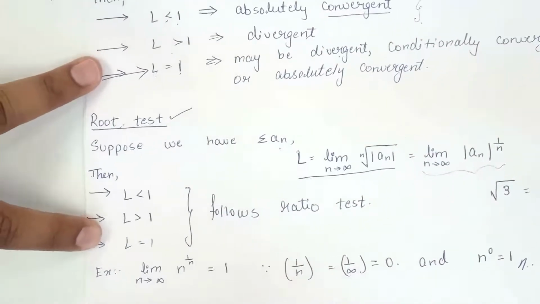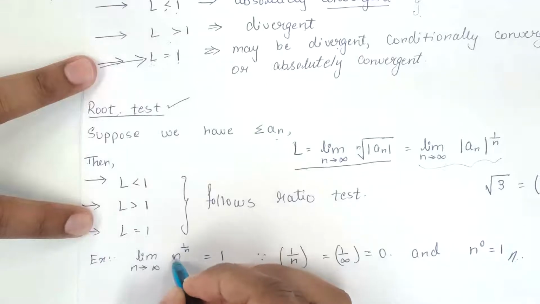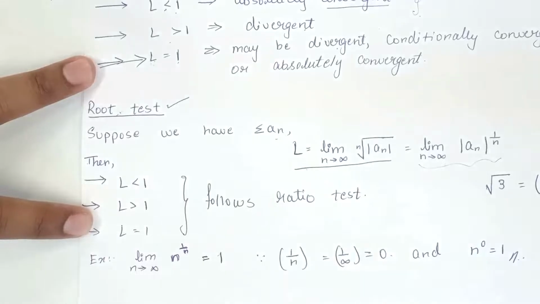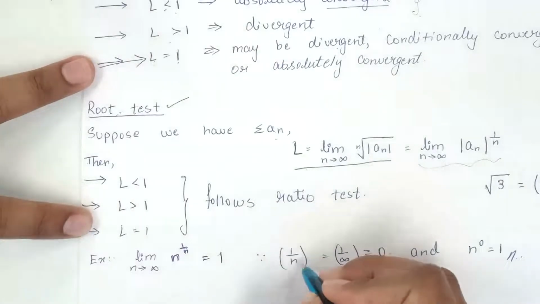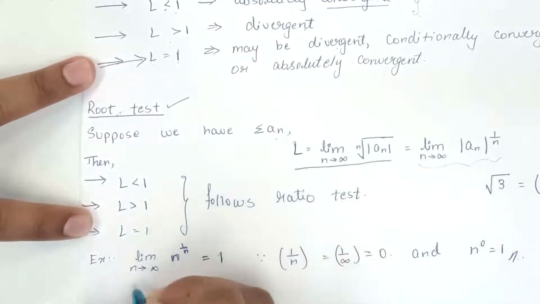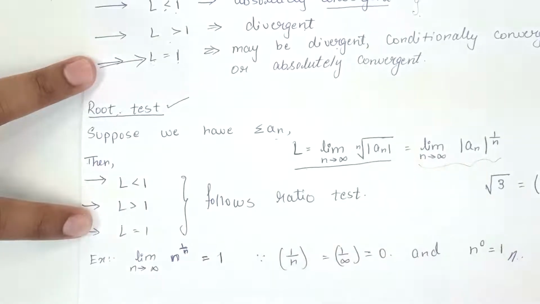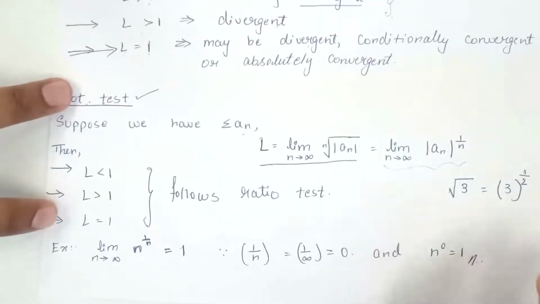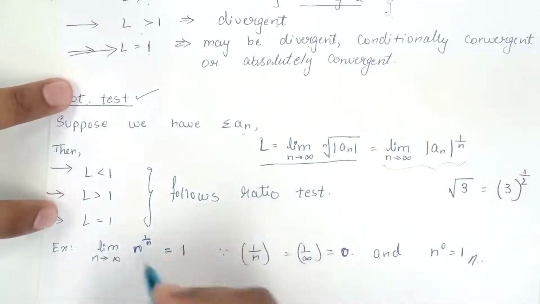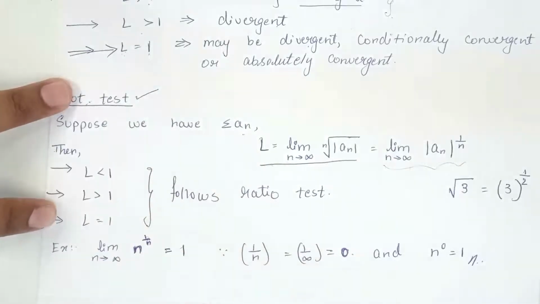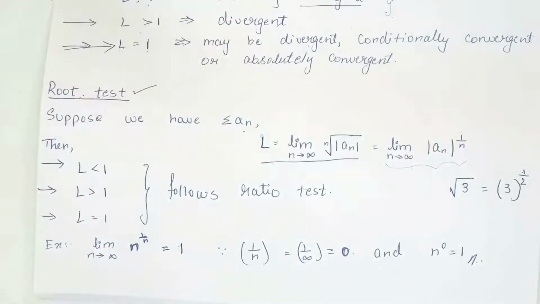Now, for an example, let's take n to the power of 1 over n, with n going to infinity. Okay. Now, when n tends to infinity, 1 over n is equal to 1 over infinity, and that gives you 0, right? 1 over infinity is 0. Now, if you plug in this 0 here, that gives you n to the power of 0, which is equal to 1. Anything to the power of 0 is 1. So that's about your root test.